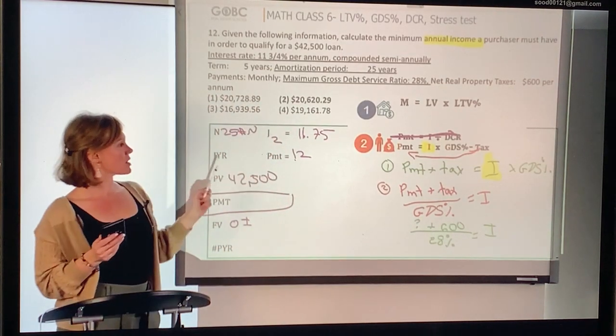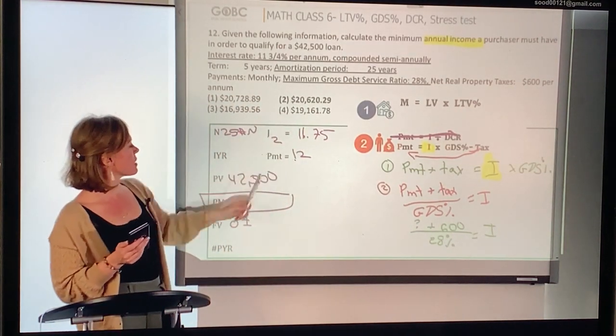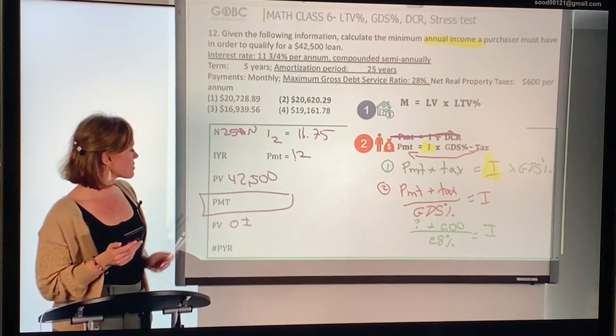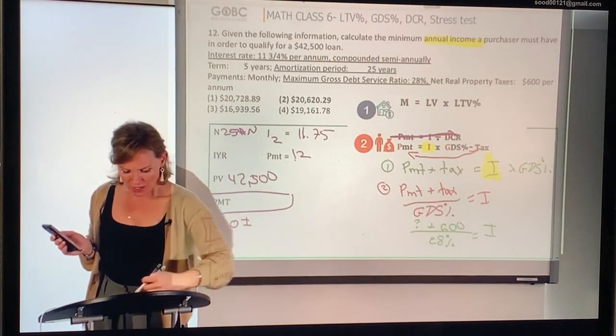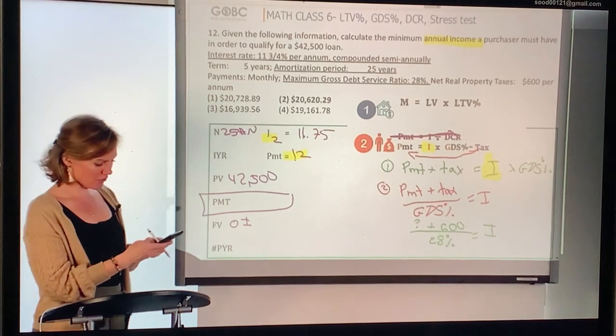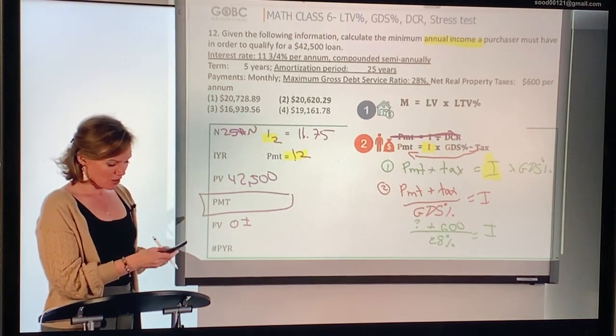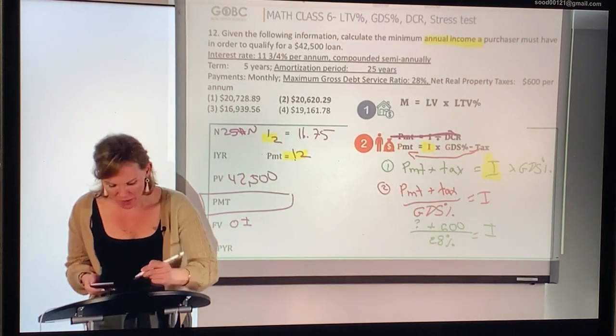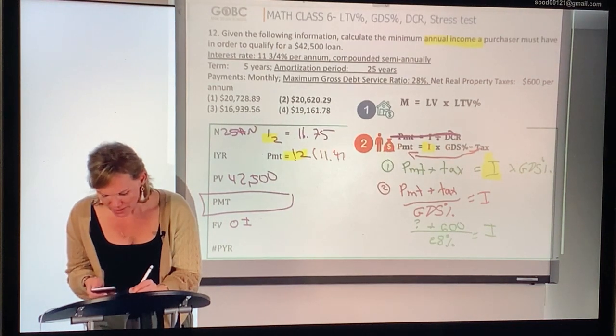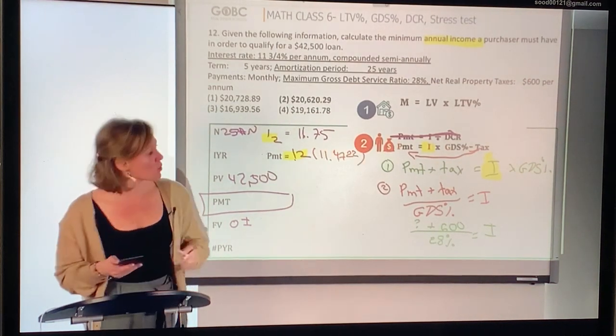We already pulled out the information out of the question. We have a J2 equals 11.75, payments are monthly. We have a loan of 42.5, 25 years amortization, okay? Let's start with the comfort zone. Let's do our J's. First, let's convert it. 11.75 shift NORM. 2 shift P/YR shift EFFECTIVE. 12 shift P/YR shift NORM. Mine came up to 11.4722. Okay, so this is what I got.